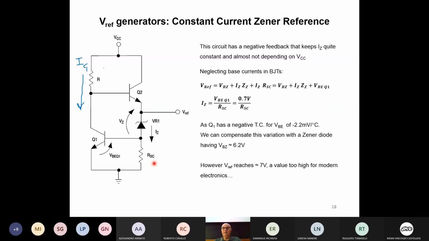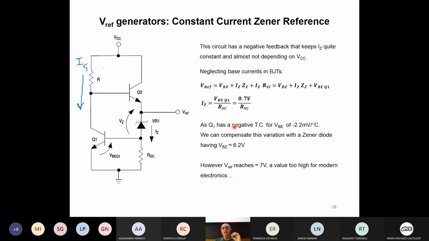We can more or less say that the IZ will be quite stable and equal to 0.7 volts, that is the VB of Q1, divided by RSC. So if you want to design the value of the IZ, we can use this formula here. It's a very good approximation. Then one of these days, I will try to do with you some simulation. We'll simulate how stable is the circuit and see how it changes.